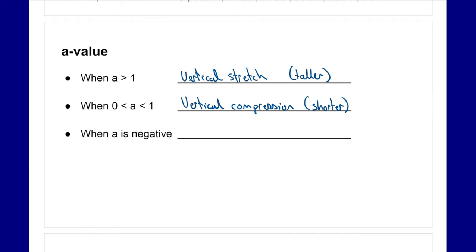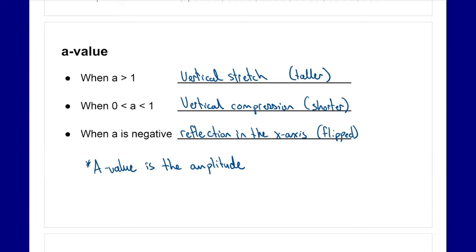When a is negative, again, we have that reflection in the x-axis, or we could say it's flipped. Now the key thing, how to really find this, is that the a value is the amplitude.